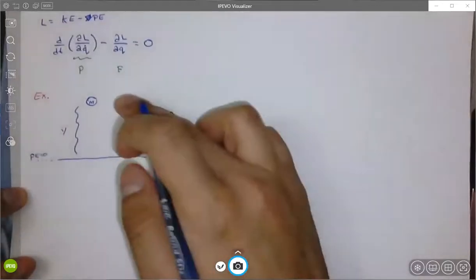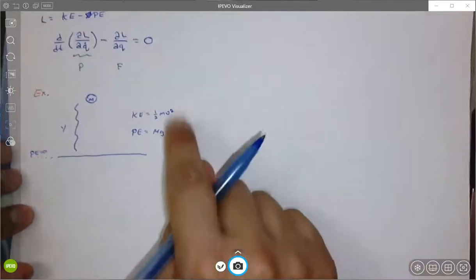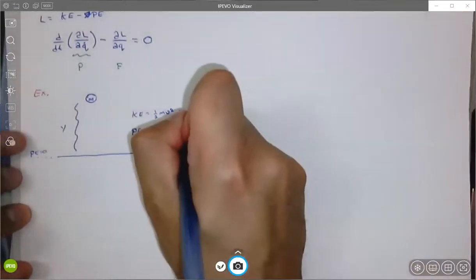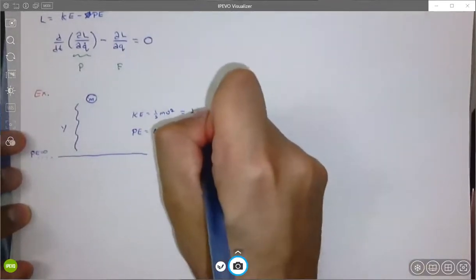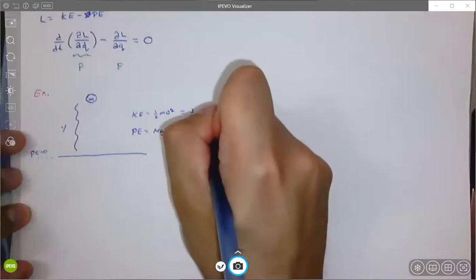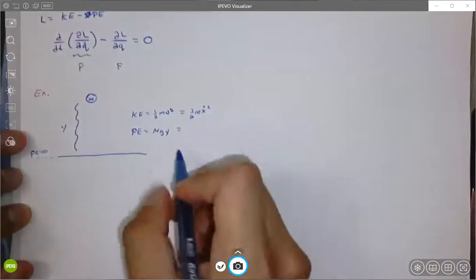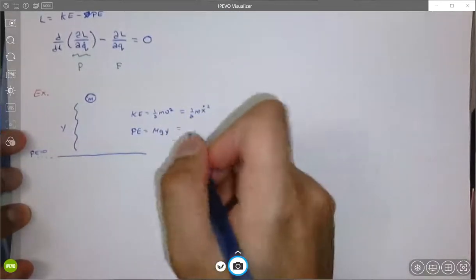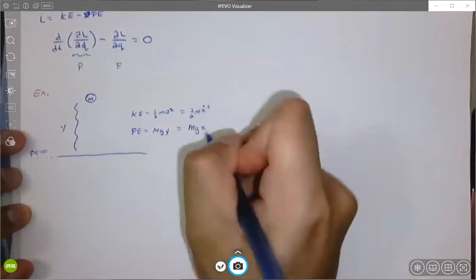All right, so anything above that is going to be a positive potential energy. So what we need to do is write these two terms in their generalized coordinates. The kinetic term would be written as 1/2 mx dot squared. And over here, the generalized coordinate in the y direction, which isn't a velocity, it's a position, we'll write down as mgx.